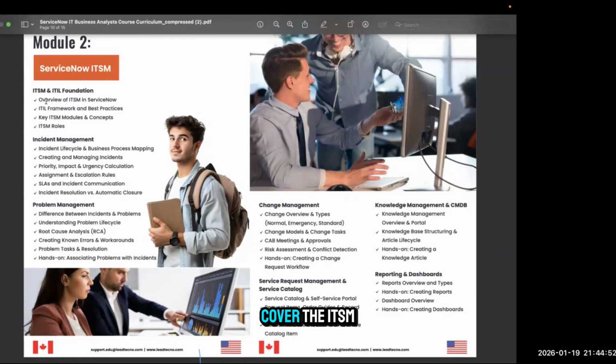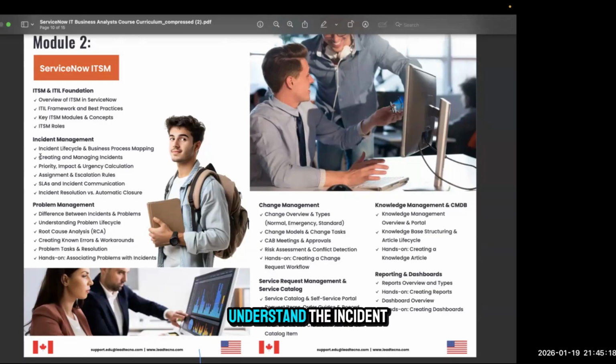So we will cover the ITSM overview. We will also understand ITIL. It is just a framework, a set of guidelines based on which ITSM runs, right? We will cover all the key ITSM modules and concepts. We will understand the roles in ITSM. Then we have incident management. Now you raised the issue, and there is a life cycle behind it. There is a workflow behind it, right?